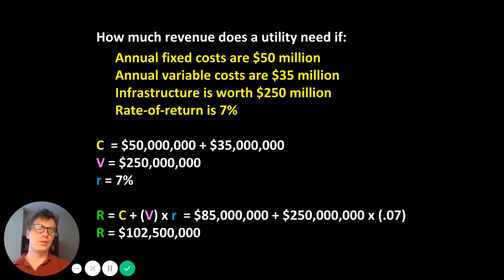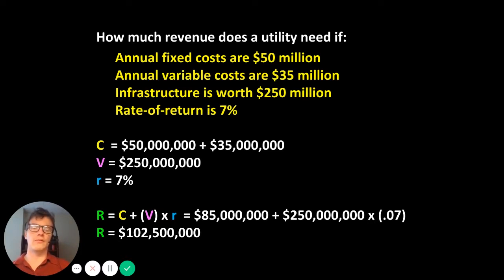So how much revenue does a utility need if, for example, their annual fixed costs are $50 million, annual variable costs are $35 million, infrastructure is worth $250 million, and the rate of return is 7%? Well, C here is fixed plus variable costs. So we have 50 plus 35 million equals 85 million.